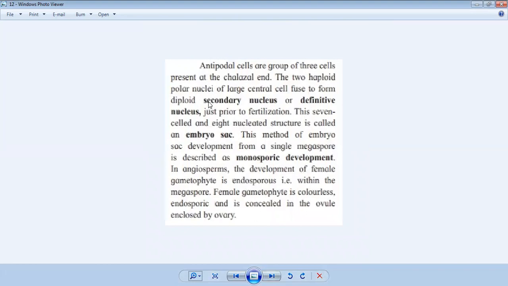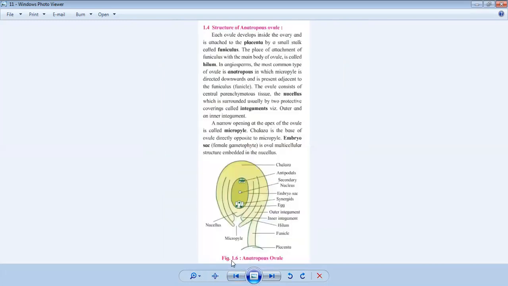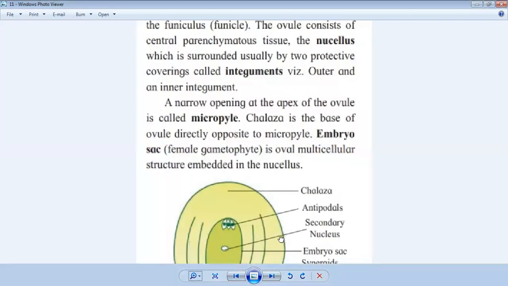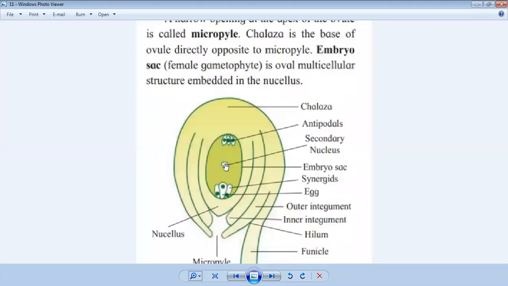The two haploid polar nuclei of the large central cell fuse to form the diploid secondary nucleus or definitive nucleus just prior to fertilization. Before fertilization, you can see that the secondary nucleus is made up of 2 haploid nuclei. From the 2 haploid nuclei a combined structure is formed, which is commonly called the secondary nucleus.